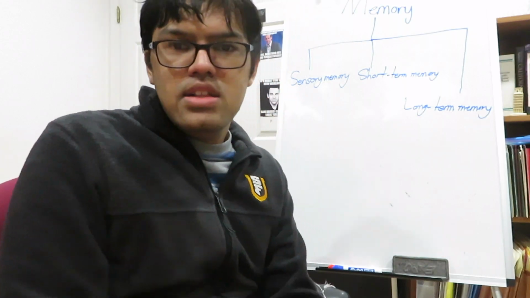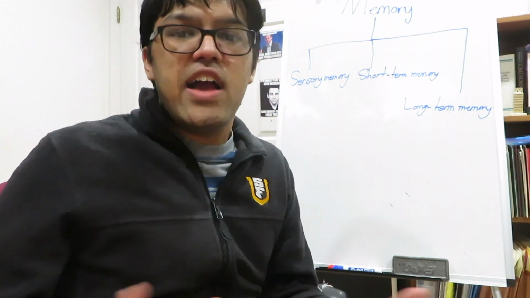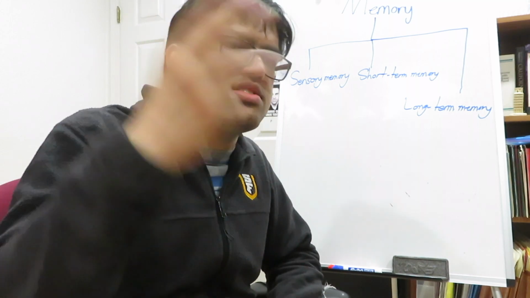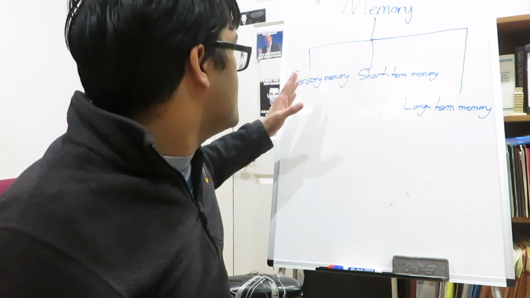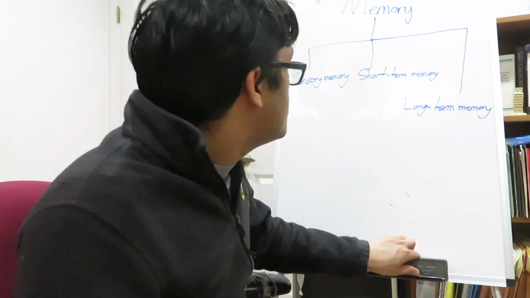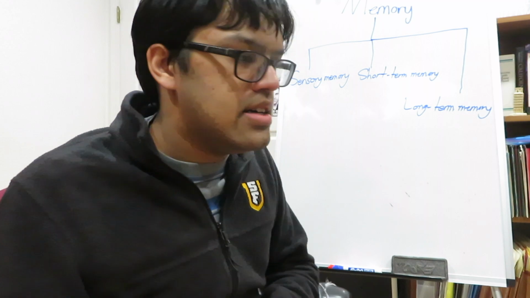Sensory memory is basically the five senses, which we've already talked about. Taste, hearing, sight, smell, touch. Hence, we don't need to go over sensory memory. Short-term memory, on the other hand, is memory that we only hold within our heads for like a minute at most.